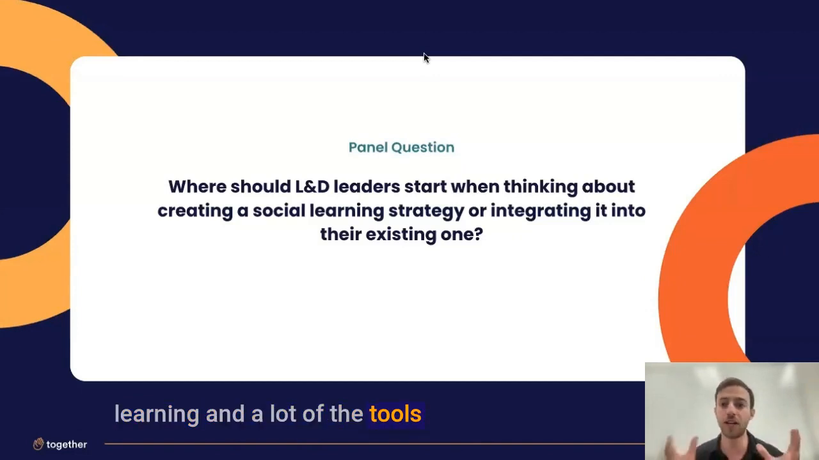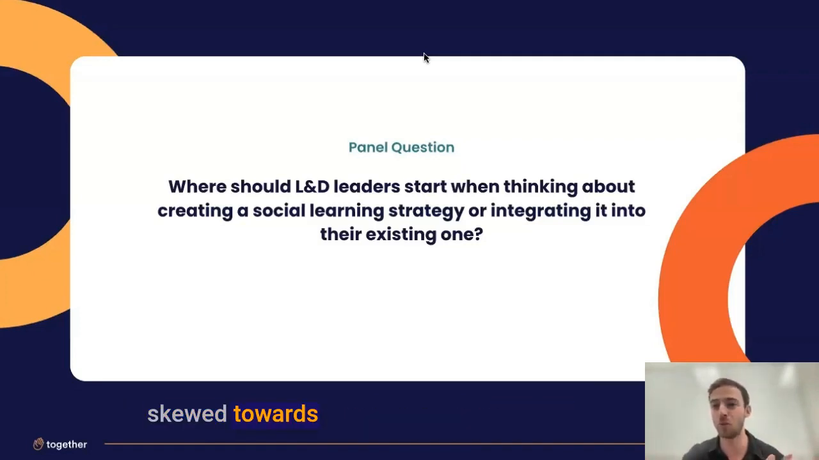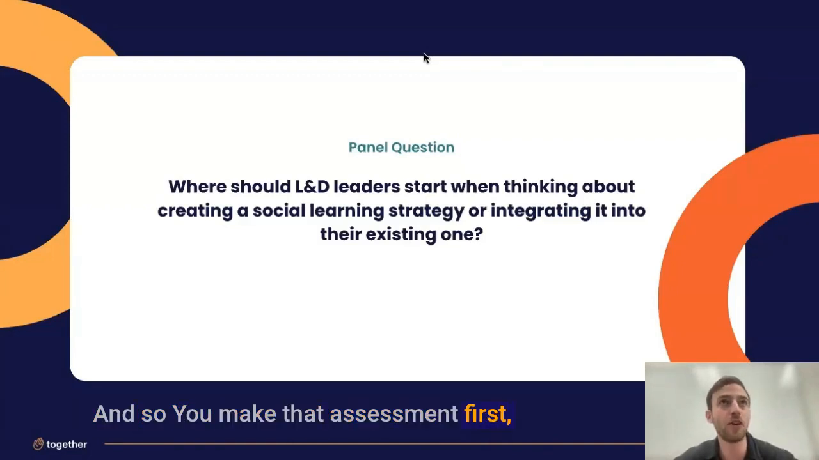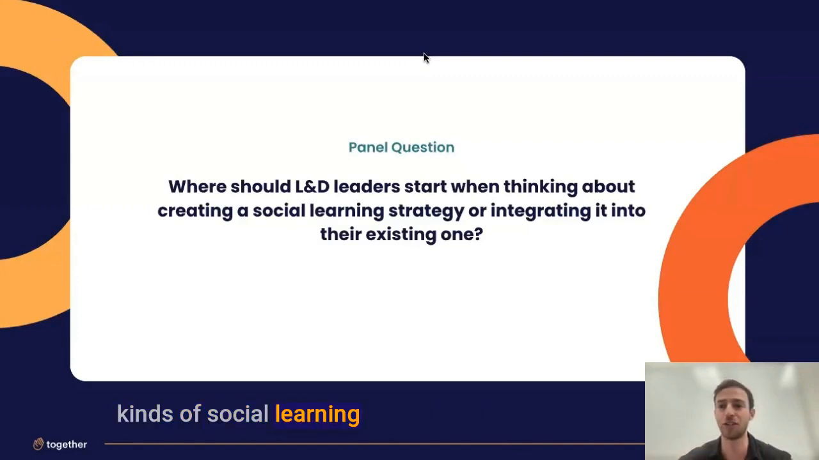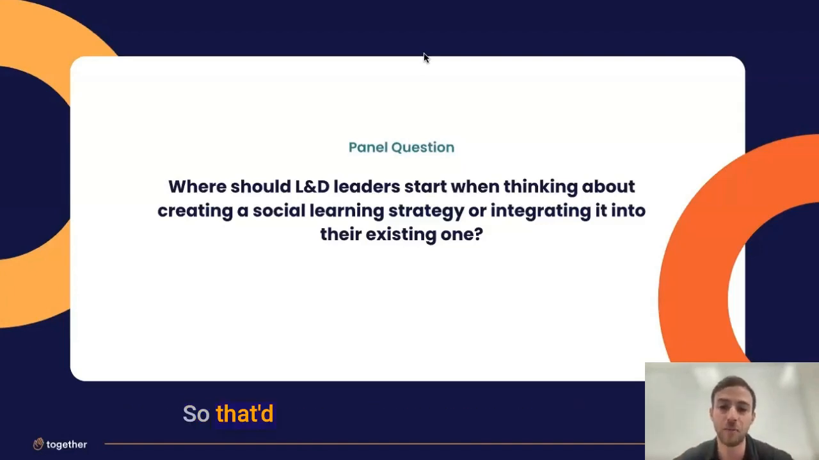And a lot of the tools out there today are geared towards independent learning. So don't be surprised if the answer is, once you do that assessment, you are too skewed towards independent learning. It's traditionally been harder to do the social learning type interactions because they require workshops or live events or somebody to organize it. And so make that assessment first. Probably later on in the webinar, I'll talk about different kinds of social learning formats that you can use. But I think if that's the case, then you've skewed a little bit more towards independent learning than social learning, and maybe you want to have more of a mix. That'd be where I would start.